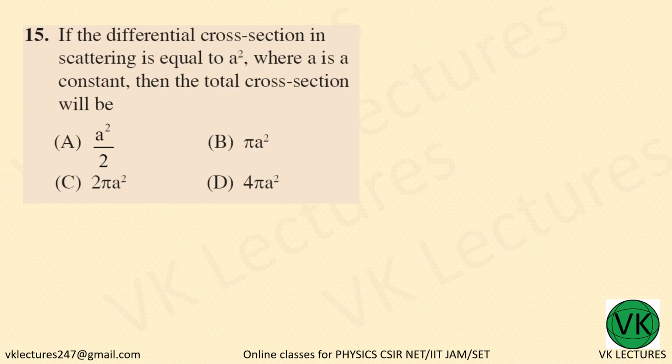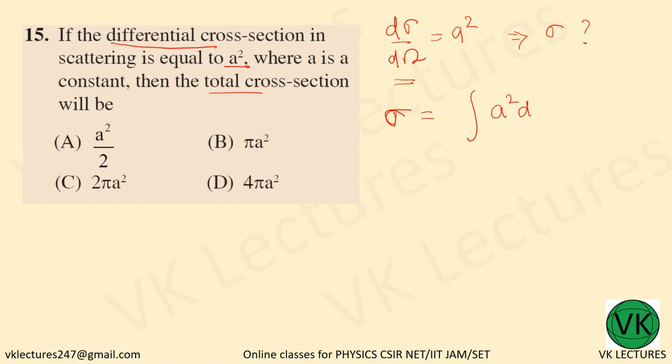If the differential cross section in a scattering is equal to a square, where a is a constant, then the total cross section is? So what is given here? Here d sigma by d omega is equal to a square. This is the differential scattering cross section. Now what is asked? You are asked to find sigma, the total cross section. So sigma is equal to integral a square d omega.